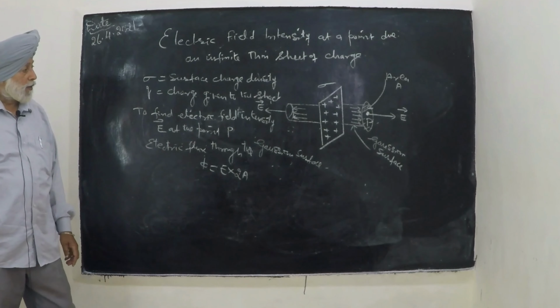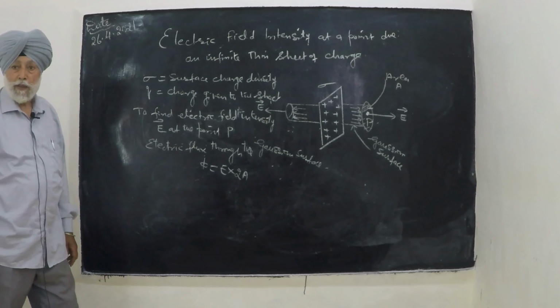Both sides of the cylinder is 2A. This is the electric flux.